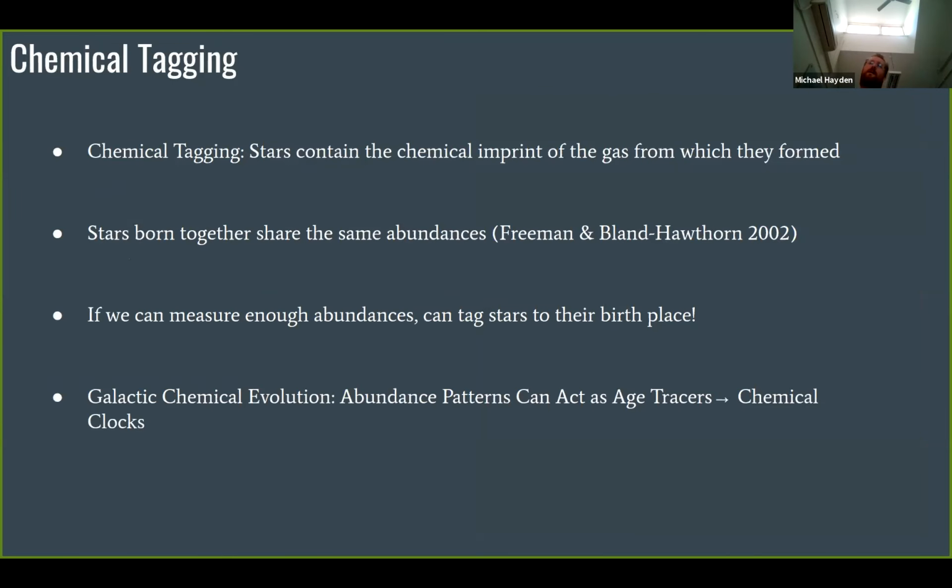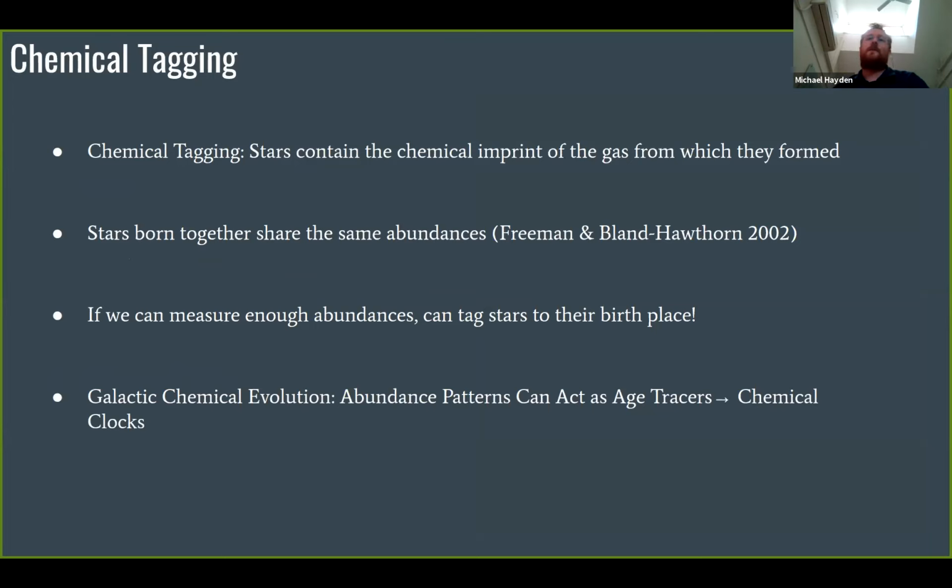So what is chemical tagging? This idea kind of underpins all of galactic archaeology. The idea is that stars contain the chemical imprint of the gas from which they formed, and stars born together share the same abundances. Modulo stars that are born in globular clusters that might have multiple populations, from all the wonderful talks we've seen throughout this conference. But generally, stars born in open clusters anyways should share the same abundance patterns.